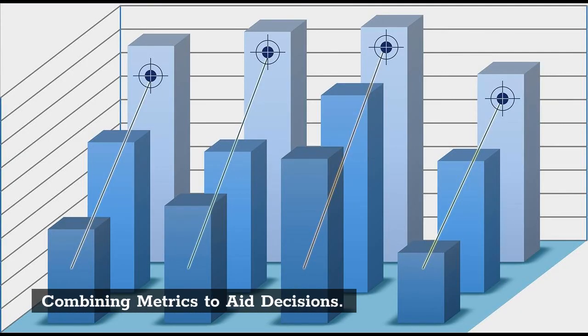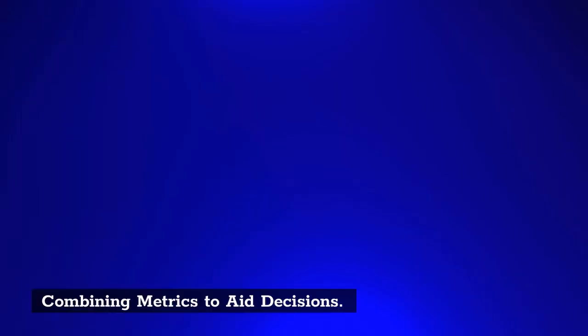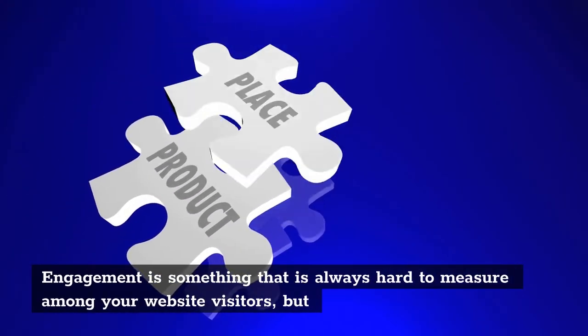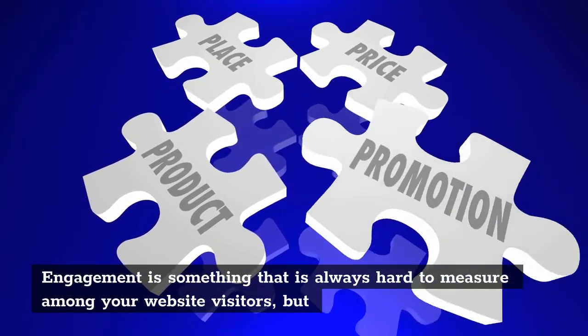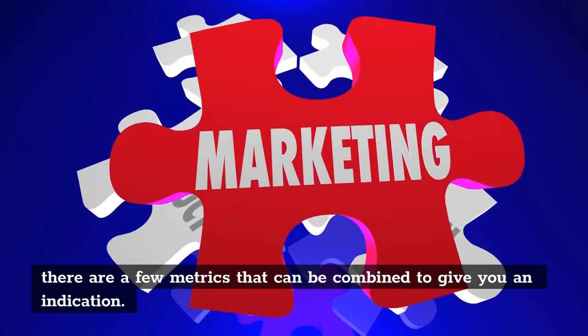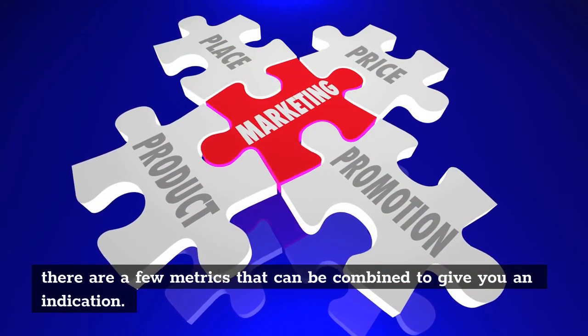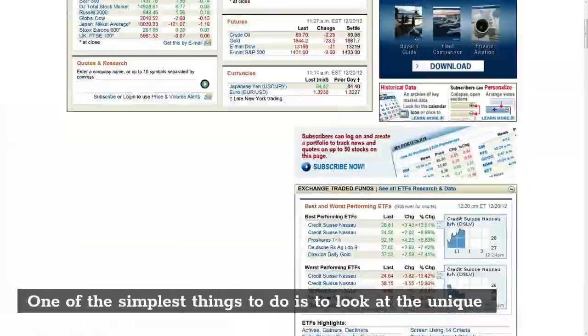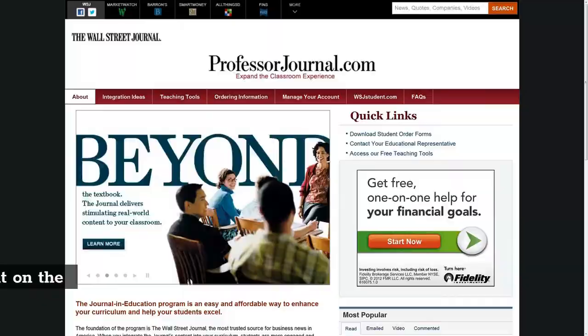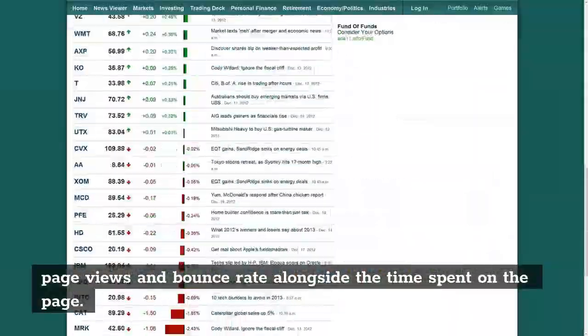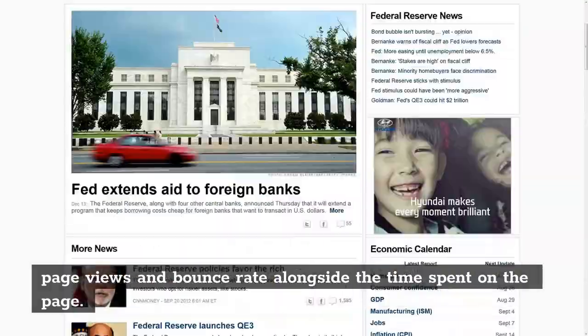Combining metrics to aid decisions. Engagement is something that is always hard to measure among your website visitors, but there are a few metrics that can be combined to give you an indication. One of the simplest things to do is to look at the unique page views and bounce rate alongside the time spent on the page.